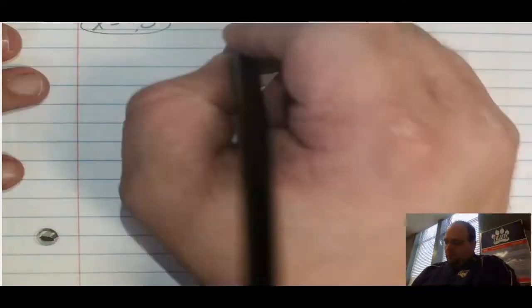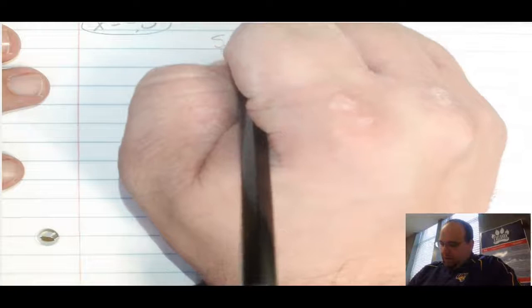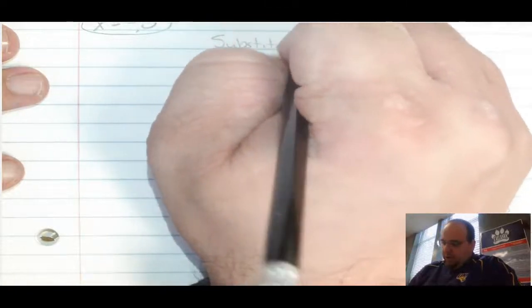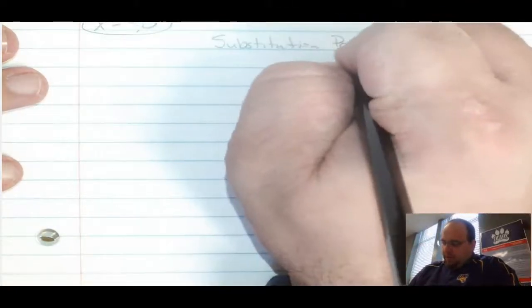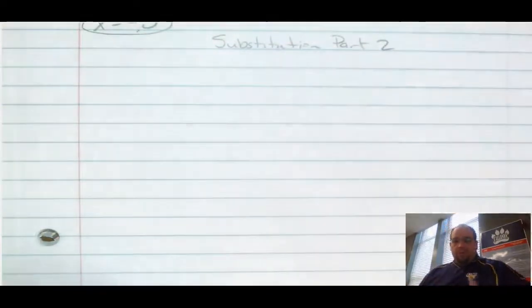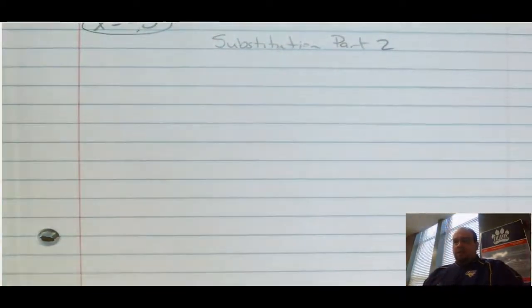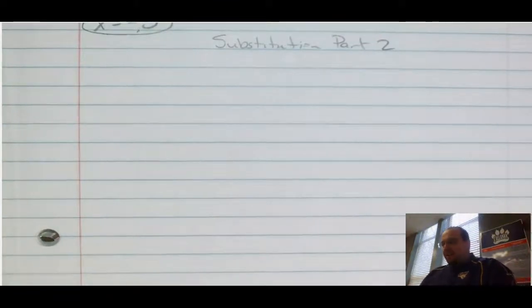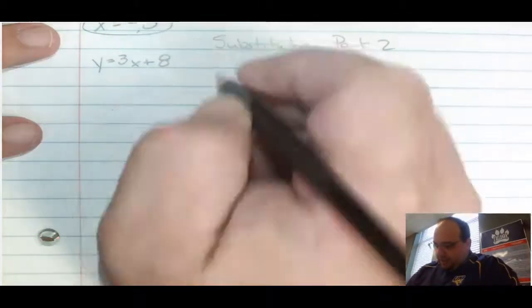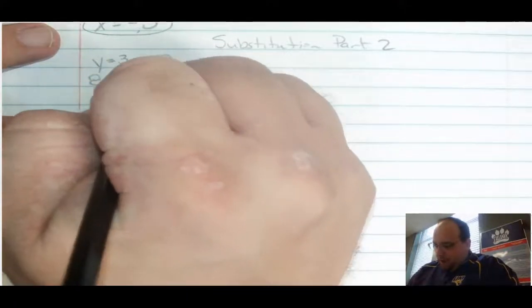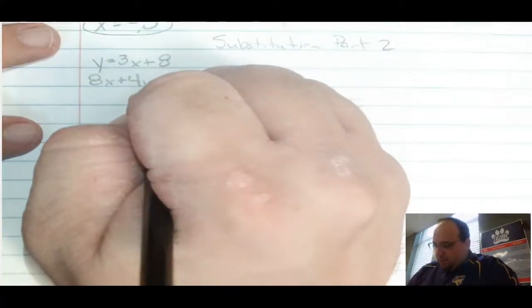All right, we're going to do now substitution part 2, okay? So those first problems were just basic ones where they both were set y equals. In part 2, we're going to have one that is y equals, and we're going to have another one that is not. So let me give you an example. We have y equals 3x plus 8, and then the other equation we have is 8x plus 4y equals 12.